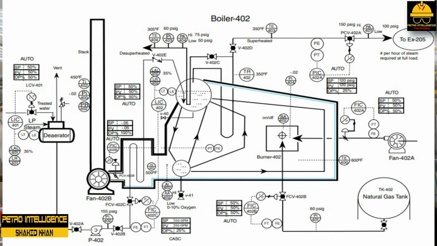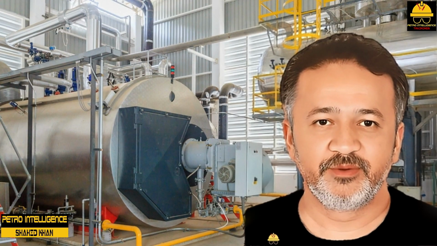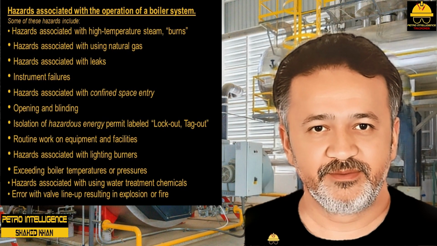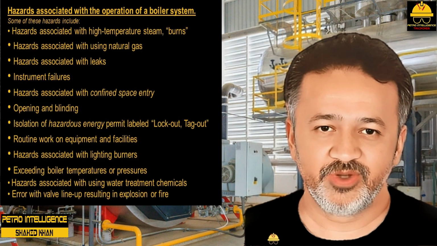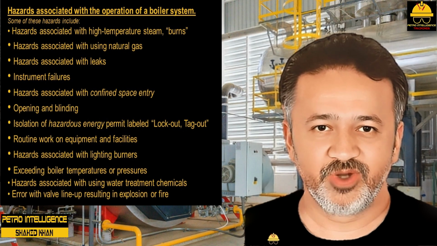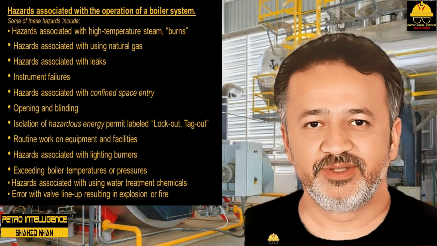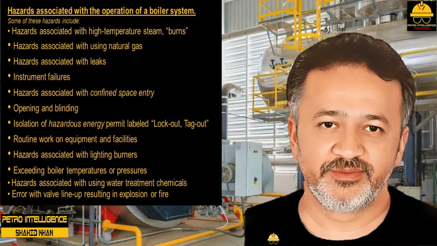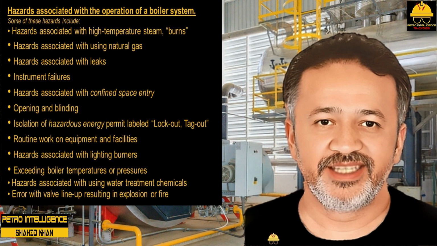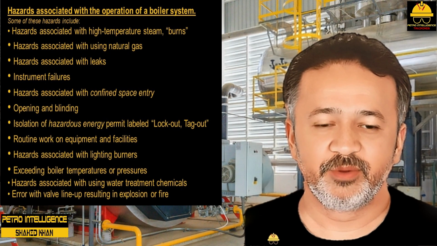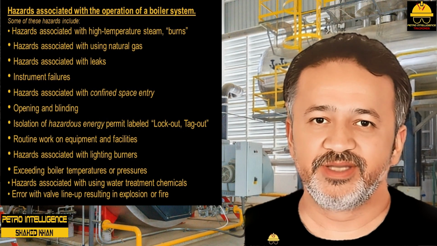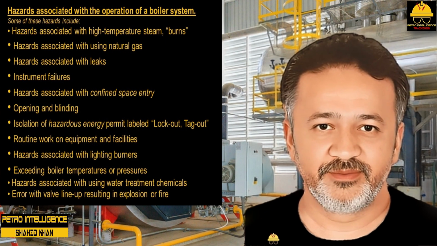A number of hazards are associated with the operation of a boiler system. Some of these hazards include hazards associated with high-temperature steam, burns. Hazards associated with using natural gas. Hazards associated with leaks. Instrument failures. Hazards associated with confined space entry. Opening and blinding. Isolation of hazardous energy permit labeled lockout, tagout.